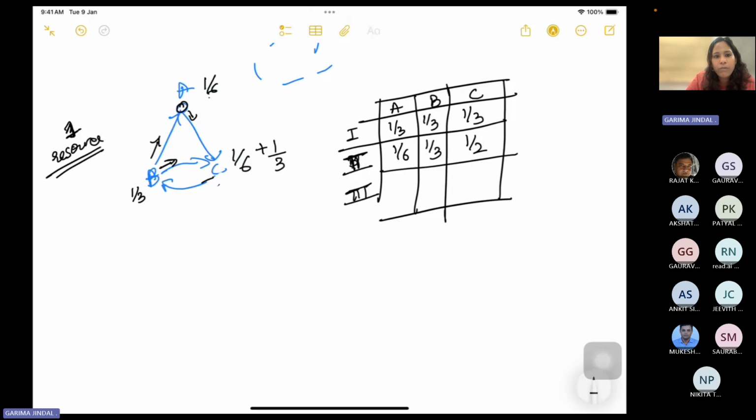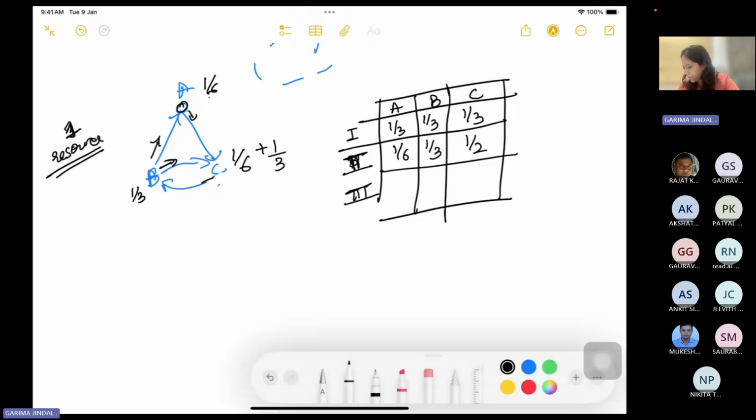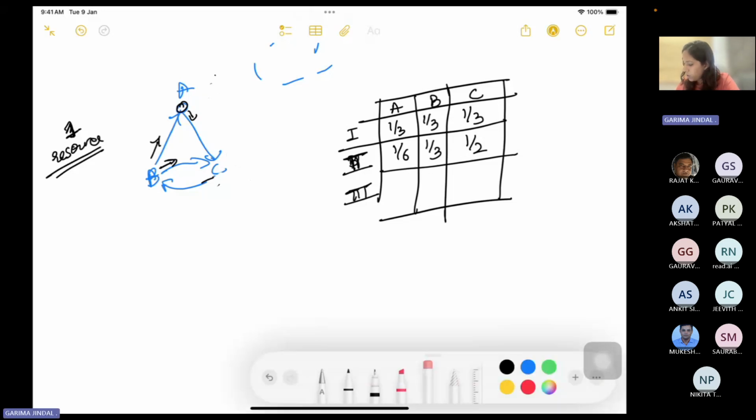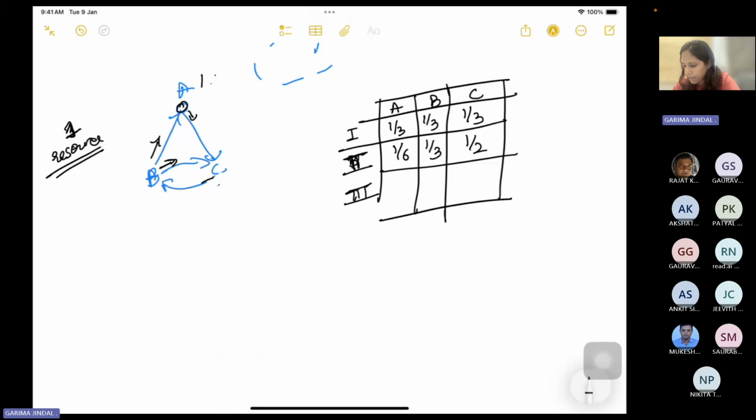Is the calculation clear to everyone, or should I repeat? Can you please repeat from the start? Meaning, what are the initial values each has? Okay, sure. Initially we have seen that each has the value 1/3, 1/3, 1/3. Okay, for now you can assume that any node A, B, C can be given any equal value. So for now we have given them values 1/3, 1/3, 1/3.